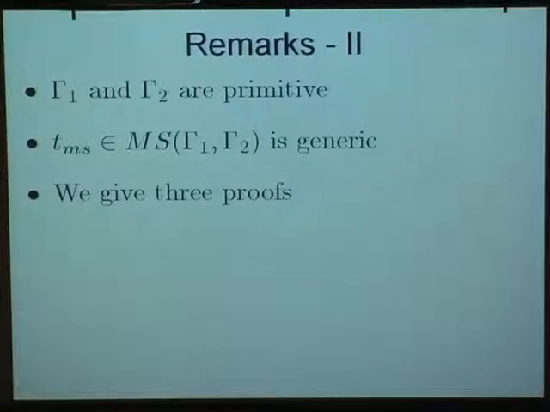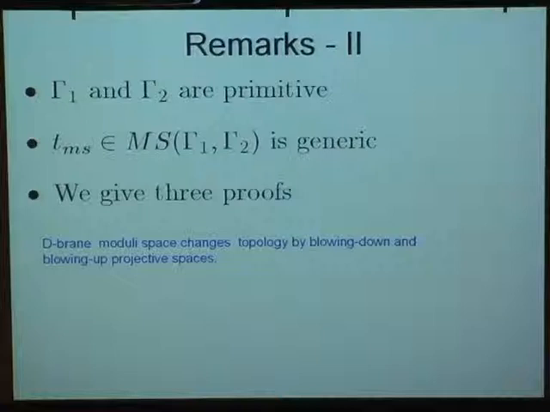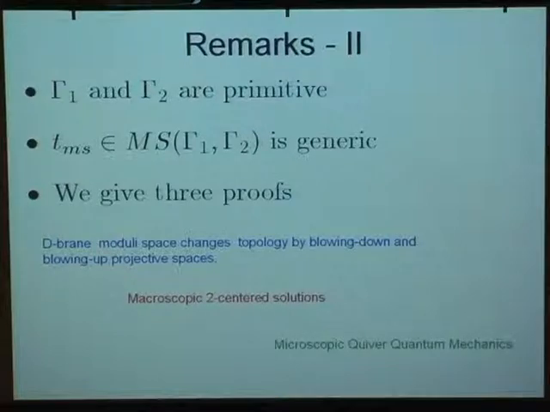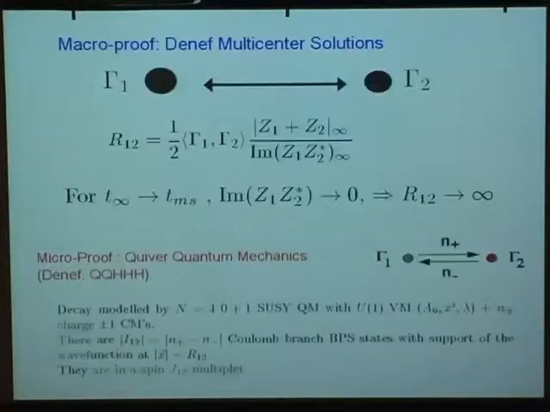Okay, how do we justify it? Well, there are three ways you can justify it. You can either study how D-brane moduli spaces change topology. That's hard, but we did it in some examples. I'll describe the proof in terms of macroscopic two-centered solutions. And then there's a nice discussion in terms of quiver quantum mechanics. Today we're only going to talk about the macroscopic proof.